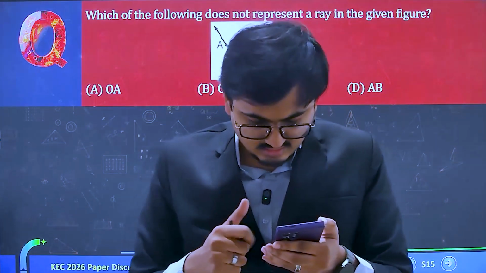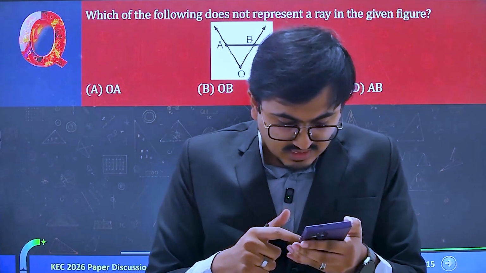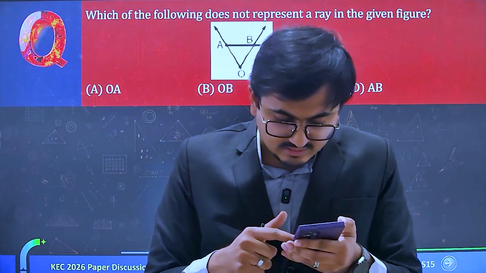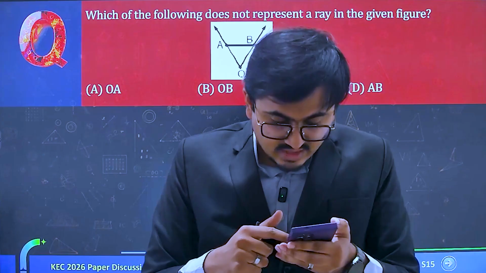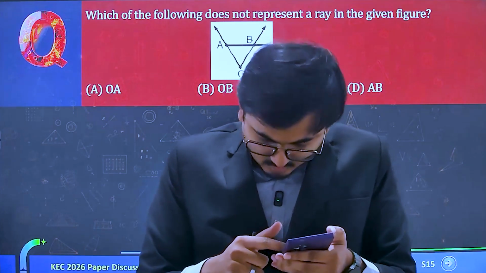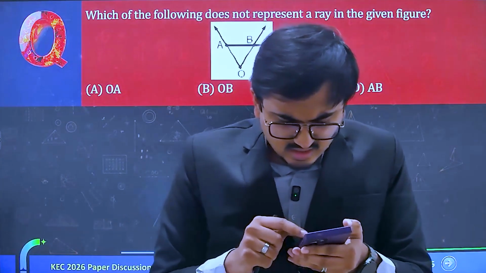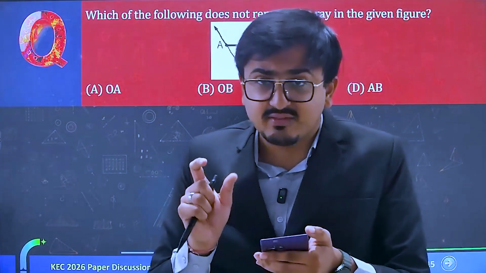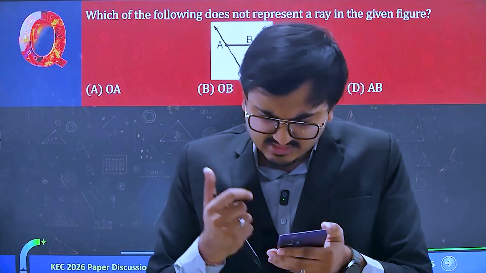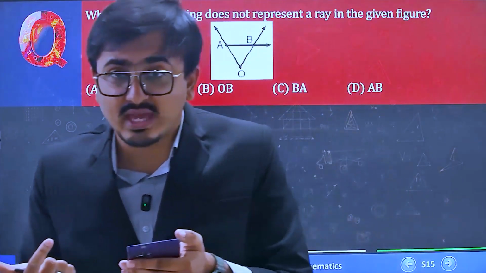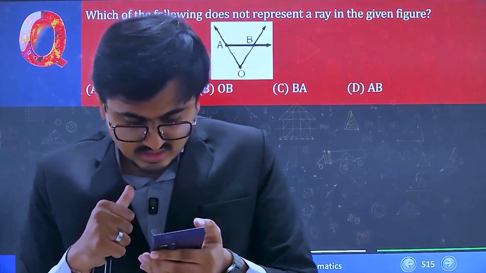Why C? Because a ray should be named from the endpoint to the exit, because of the endpoints. We cannot write the arrow backwards. Okay, but still I am not getting the actual answer. I have given the reason. Because it's a ray, yes. Okay, why is it not a ray?